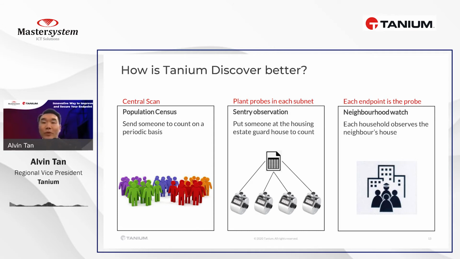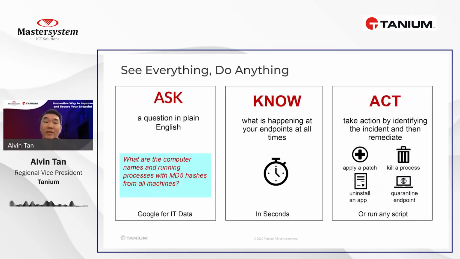.3 will know .4 exists much faster than everybody else. .3 and .5 will know that .4 comes in much faster. If I ask you how many people stay next door to your house, you're more likely to know, because you're just staying next door. One look over the fence, you're more likely to know how many people. By doing a neighborhood watch, we get a lot more accurate and we find a lot more endpoints. Generally, customers tell us we find at least 10 to 20% more endpoints when they install Tanium compared to what they thought they had. So now that we can find all endpoints, we can see everything and do anything.